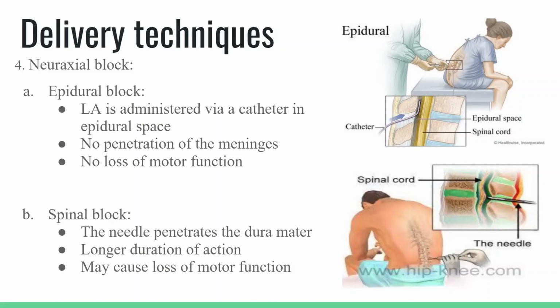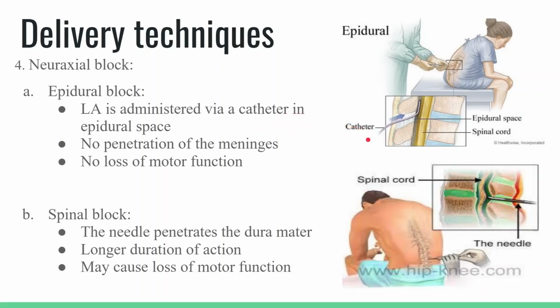How is that going to work? There are two main techniques of neuraxial block. One of them is called epidural block, and the other is called spinal block. In epidural block, we are administering the local anesthetic in the epidural space, which is between the dura mater and the vertebral canal. This is called the epidural space.